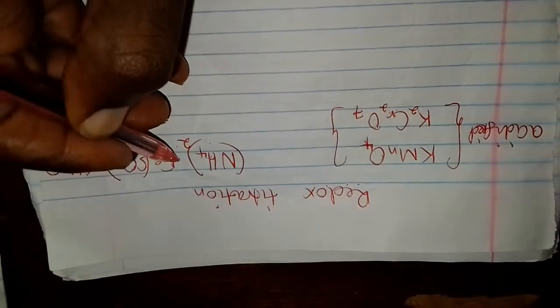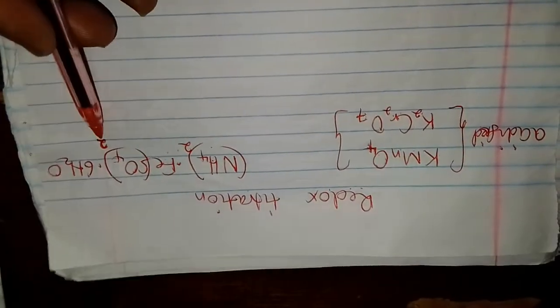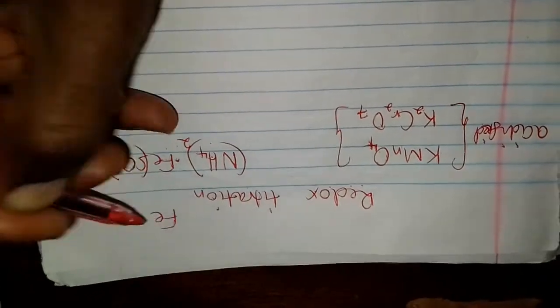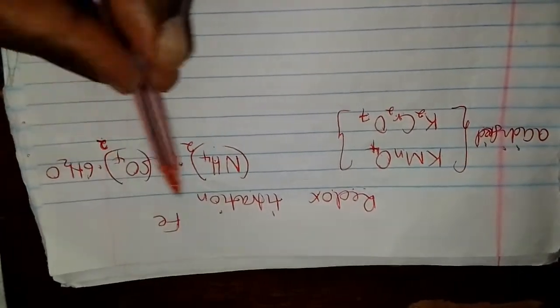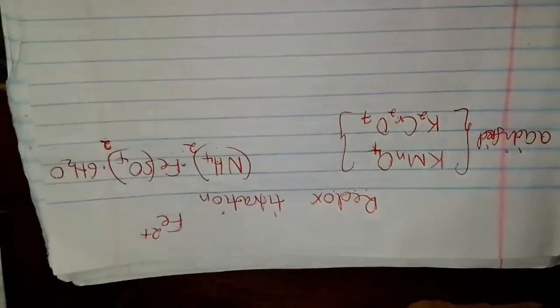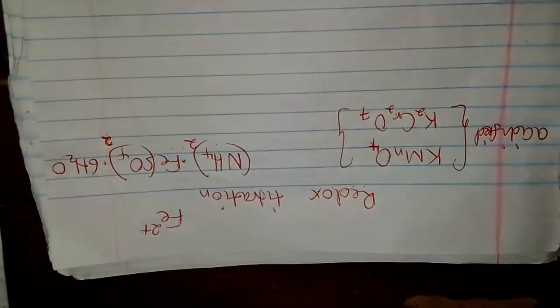Look at that. So the ammonium iron 2 gets oxidized to ammonium iron 3. Why do we say ammonium iron 2? Look at this number here. So ammonium iron 2 means that iron, which is a metal in this compound, you see, has an oxidation number or state of 2. So we call this compound ammonium iron 2.